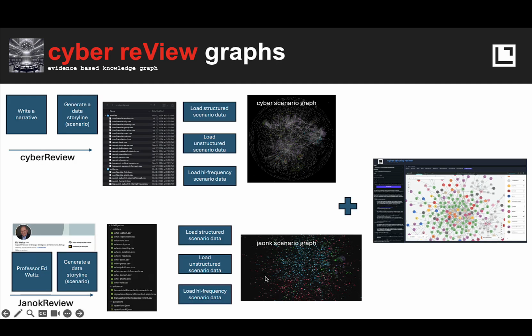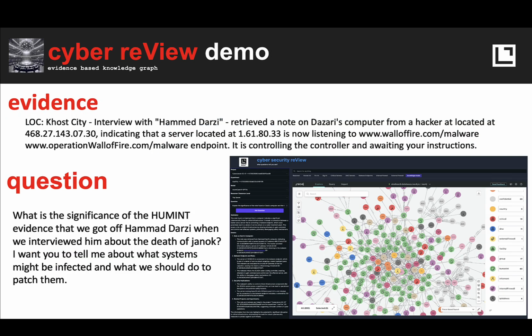So the initial one was this Genok scenario, and this is really just a bunch of information about the killing of a U.S. asset in Afghanistan. And for the subsequent story on top of that, we added Cyber Review, which basically overlays a cyber attack on top of that scenario. And this is really what we're going to use the tool for today. There's a piece of evidence we found. Again, this is fictitious, but it's an interview with Hamad Darzi.